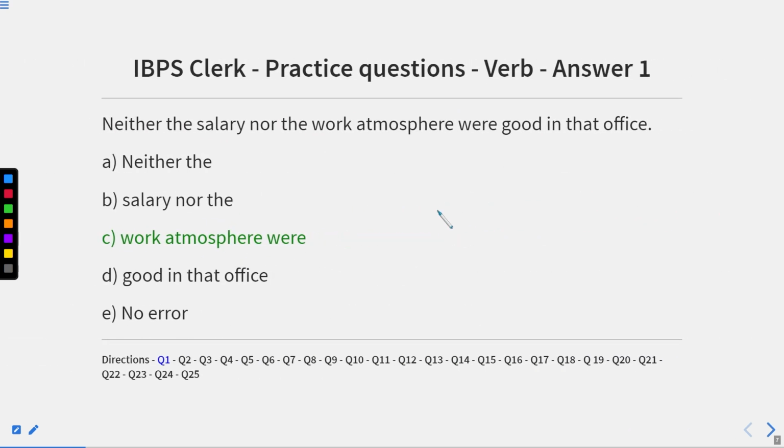So this were is incorrect, so our answer is C. Now we only have to find out which part contains the error. We need not rectify the error, we just have to find the part that contains it. Therefore our answer is C, where this word should be replaced with was. So the correct sentence will be, neither the salary nor the work atmosphere was good in that office. I hope you understood this question. Now let us move to the next one.